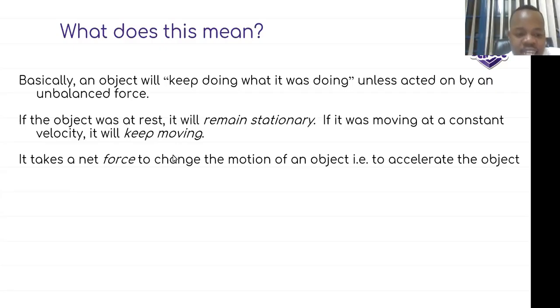And therefore, it takes a non-zero net force to change the motion of an object. In other words, to accelerate the object. Remember, if the object is moving at a constant velocity, it is still moving. It's just that it is not accelerating. It will only accelerate if that net force is greater than 0.